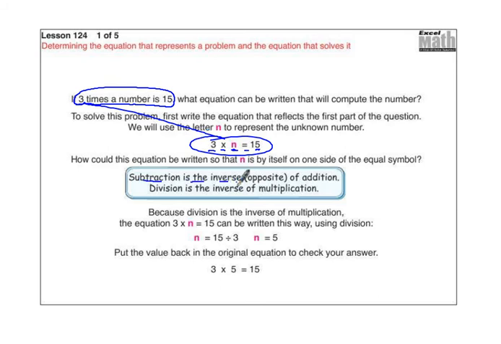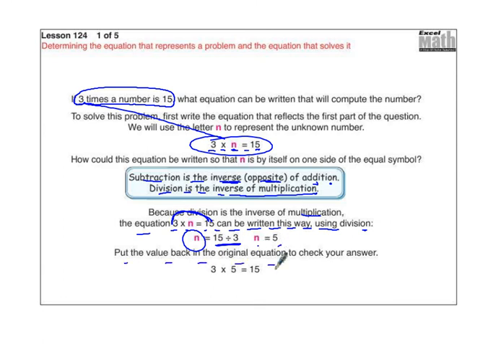Subtraction is the inverse or the opposite of addition. So division is the inverse of multiplication. You guys probably already know that. Those are opposites of each other. Because division is the inverse of multiplication, the equation 3 times n equals 15 can be written this way using division. n is the same thing as 15 divided by 3. So therefore, n is equal to 5.